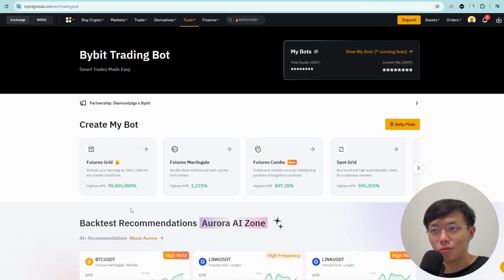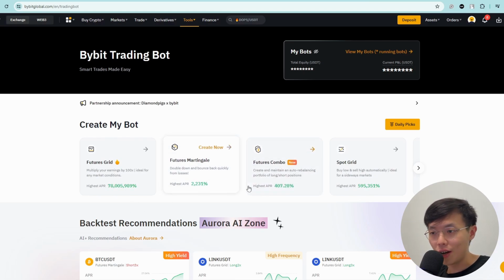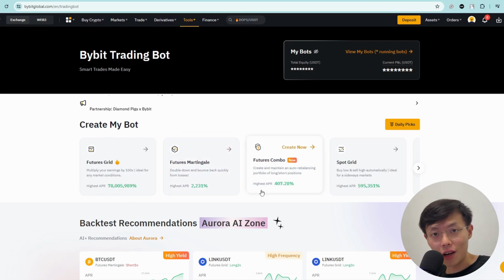Okay, so this is pretty much Bybit's trading bots. And these two I'm not really sure how they function, so maybe in the future after I investigate them, I'll share it with you guys.